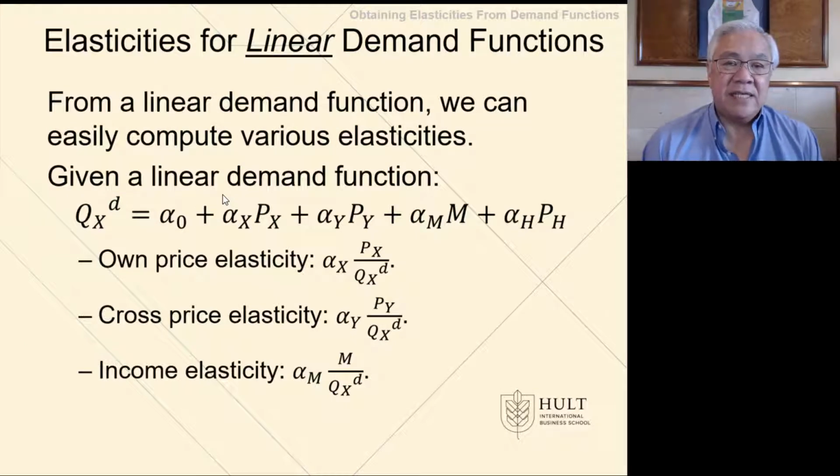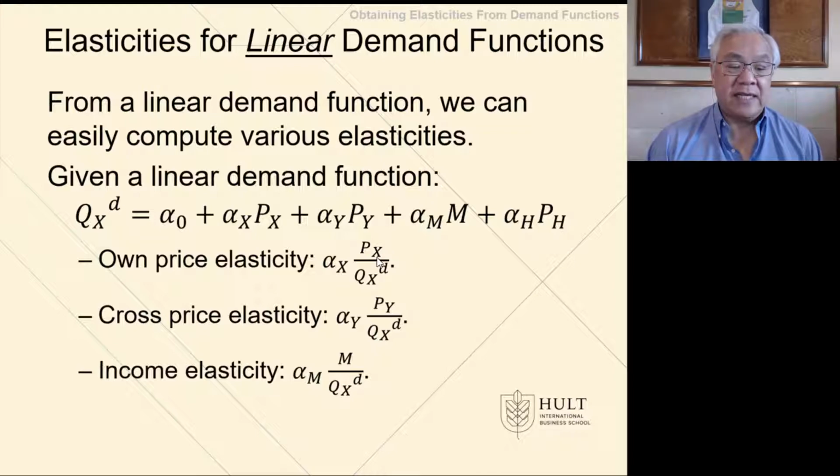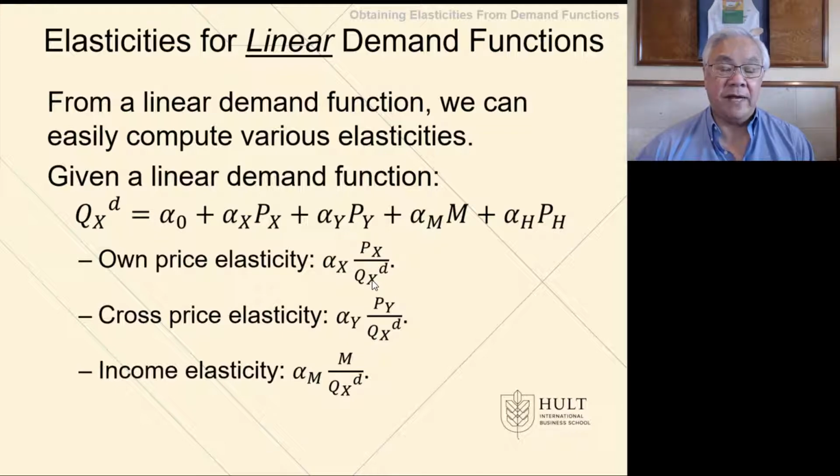So now we can look at the elasticity for linear demand functions. If we have an expression such as this, the quantity demanded of X equals alpha sub 0 plus alpha X times PX, etc. for price of Y, price of X, income, and other factors, then the own price elasticity is found by alpha X times price of X divided by the quantity of X that's demanded. And in a similar fashion we could do cross price elasticity, alpha Y times the price of Y divided by the quantity of X that's demanded.